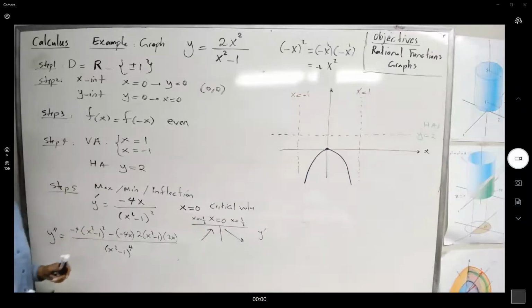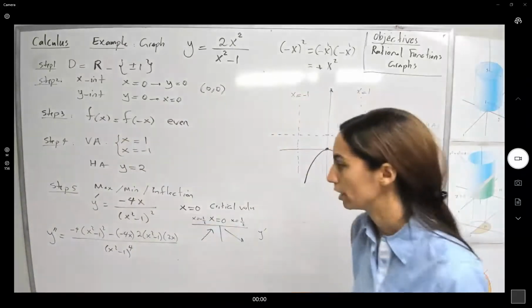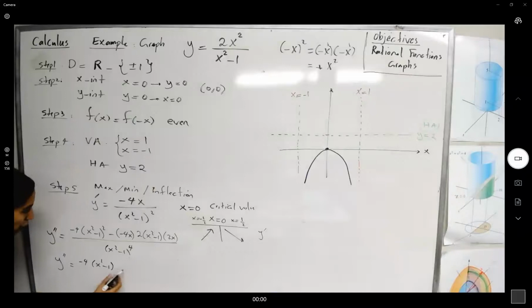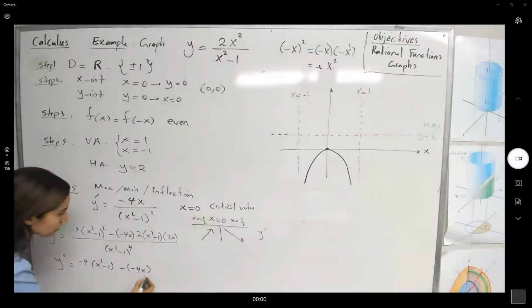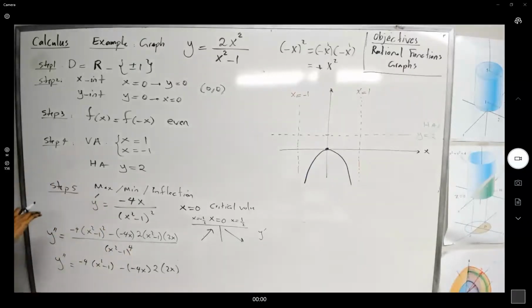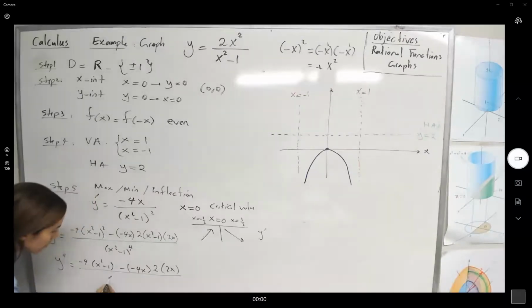Before distributing these, try to get rid of the common factor. The common factor here is x squared minus 1, but it has exponent 2. So if you simplify this, your second derivative becomes -4 times (x squared minus 1) minus 4x times 2 times 2x. And since we took one of these factors, the exponent becomes 3, (x squared minus 1) to the 3rd power.